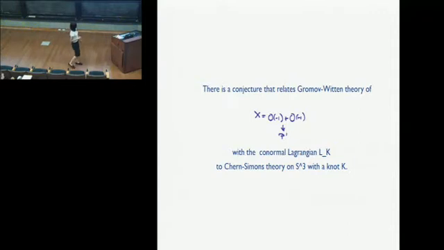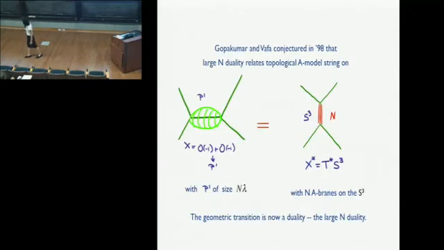So this is related to Chern-Simons theory in S3, and if you consider a conifold on S2, a conifold with S2 with this Lagrangian, this gets related to Chern-Simons theory in S3 with considering Chern-Simons knot invariants of the knot K. So how does this work?